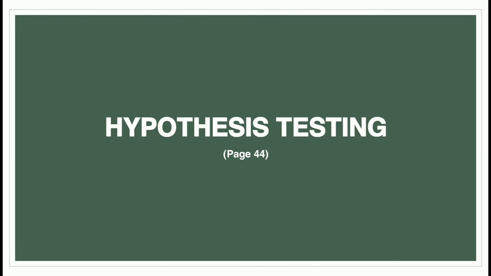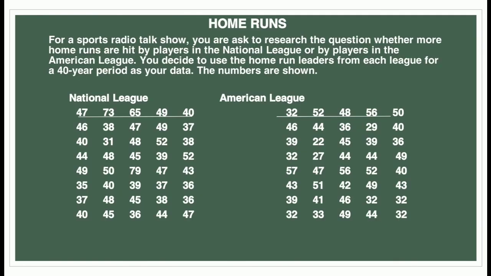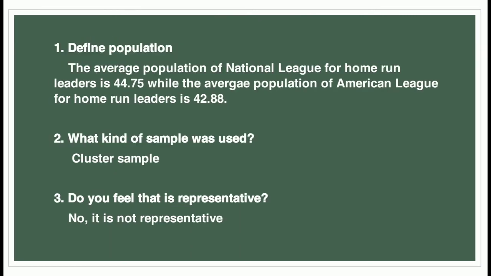Page 44. The problem is, for a sports radio talk show, you are tasked to research the question whether more home runs are hit by players in the National League or by players in the American League. You decide to use the home run leaders from each league for a 40-year period as your data. The data is shown below. The questions are, first, define population. The average of the National League home run leaders is 44.75, while the average of the American League home run leaders is 42.88.